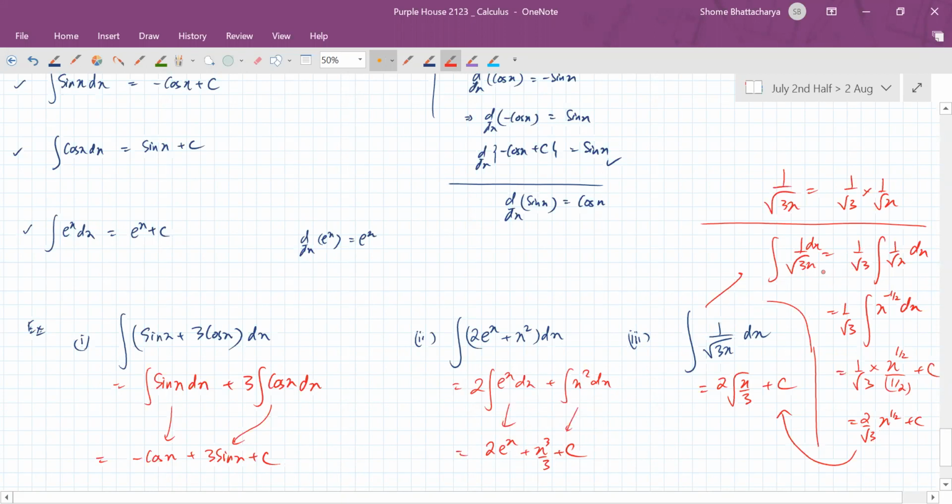And the third one, you're just getting rid of the root 3 by taking 1 by root 3 as a constant outside. The logic of that I've written on top over here. Square root of 3x can be written as root 3 into root x. Therefore, 1 upon square root of 3x can be written as 1 by root 3 into 1 by root x. That 1 by root 3 just becomes a constant. You take it outside the integration symbol.